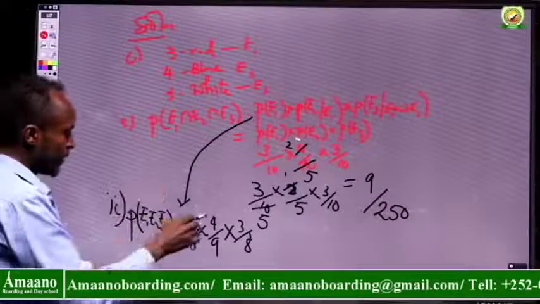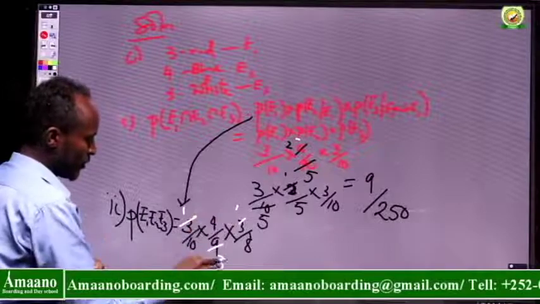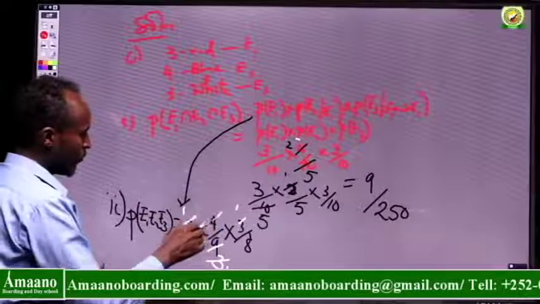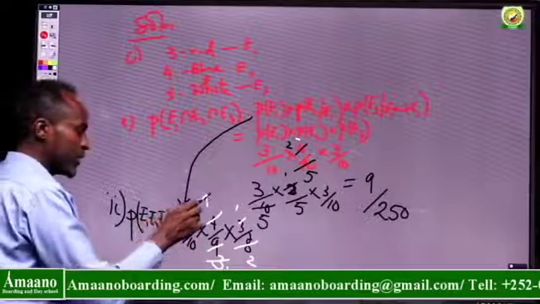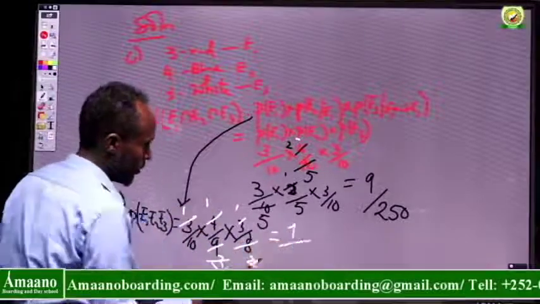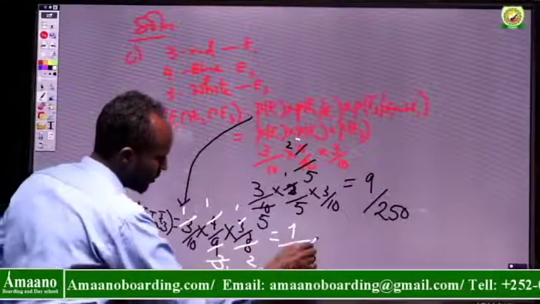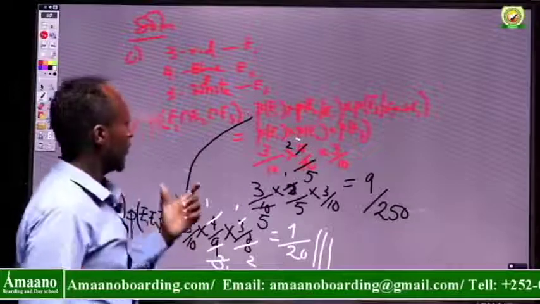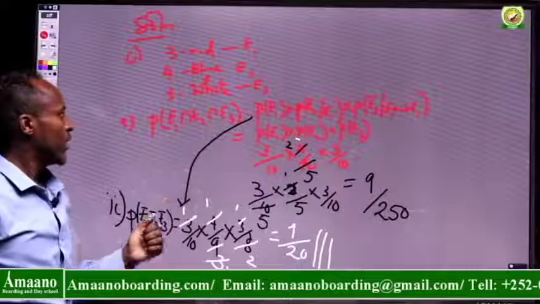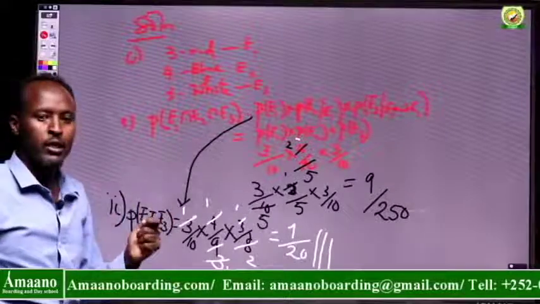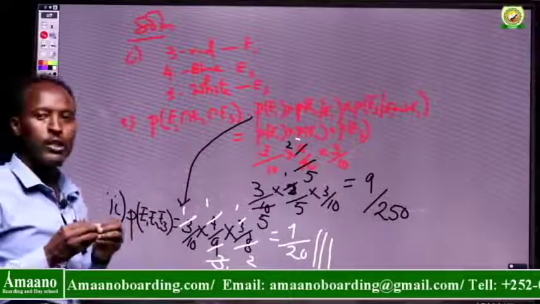Let us simplify this. Simplifying by 3, by 3, and by 4, we have 1 times 1 times 1 from the top. From the bottom, we have 10 times 2, which is 20. That is the probability of getting the first one red, the second one blue, and the third one white. That is the conditional probability.